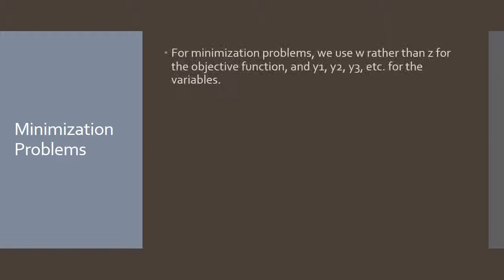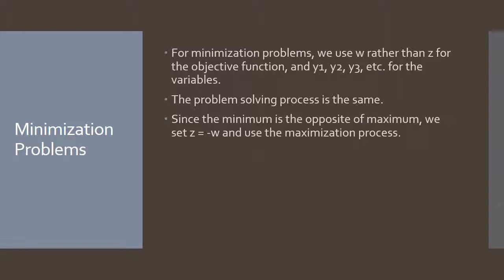Now we're going to look at minimization problems. For minimization problems, we're going to use a W rather than a Z for our objective function. And our variables are going to be y1, y2, y3, etc. for the variables for our objective and for our constraints. Now the problem-solving process is going to be the same, so that's the good news.